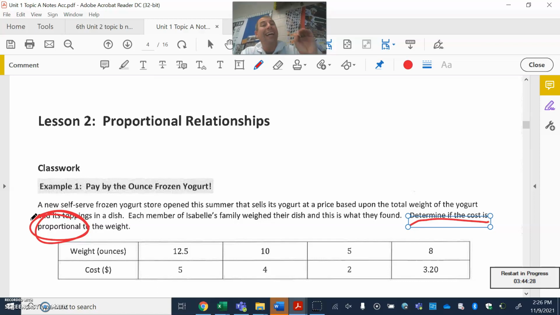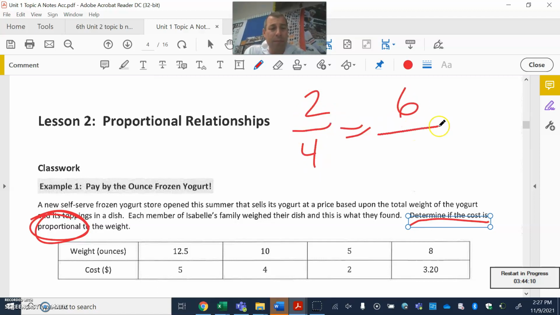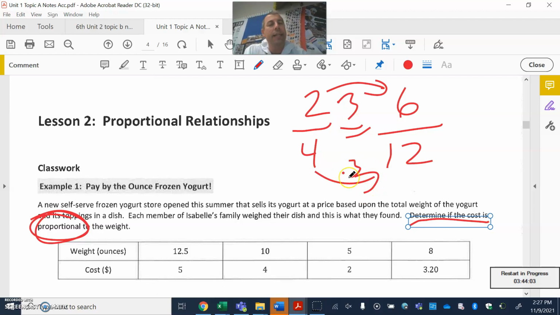Okay, so in elementary school, you didn't run into this word proportional, but you did work with equivalent ratios. And that's what proportional means. Your ratios are equivalent. So, I mean, you saw stuff like this. Times a 3, times a 3. Yay! Okay, they are proportional. They're proportional because they are equivalent ratios.